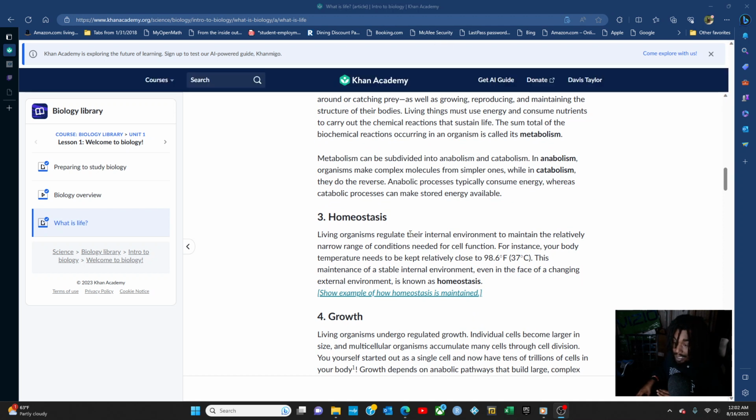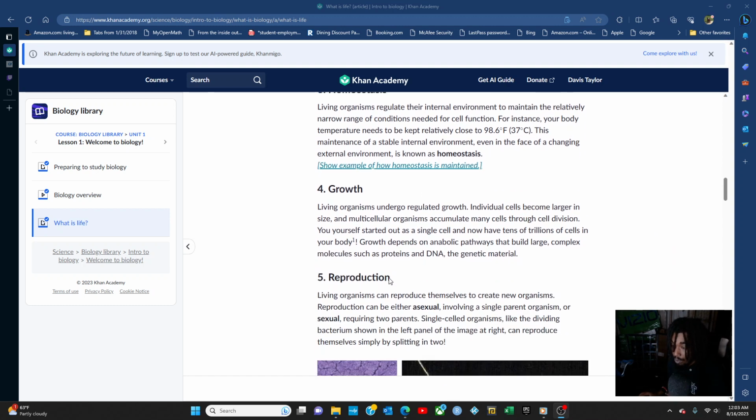Third is homeostasis. It must be able to do homeostasis. Living organisms regulate their internal environment to maintain the relatively narrow range of conditions needed for cellular function. For instance, your body temperature needs to be kept relatively close to 98.6 Fahrenheit. This maintains a stable internal environment, even in the face of a changing external environment. So as long as your body is able to keep its cool inside, that is homeostasis.